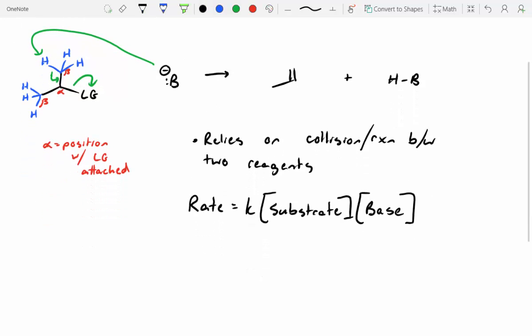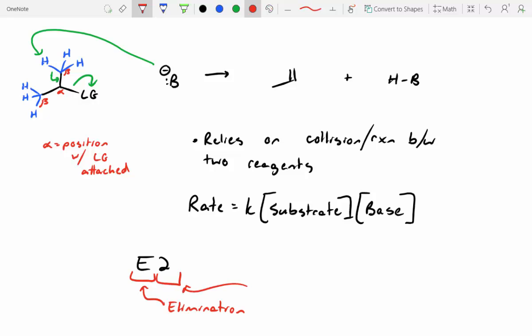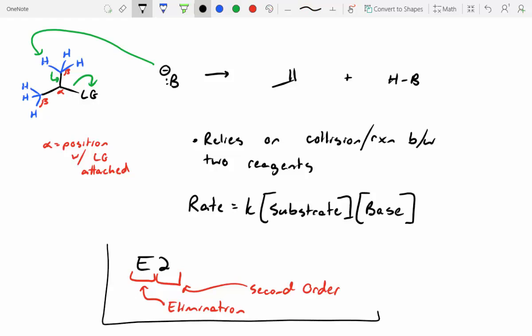So this looks pretty similar to a reaction that we saw previously where we had the nucleophile slamming into our electrophile, kicking off a leaving group all in one concerted step, right? So in this case, this is called an E2 reaction rather than an SN2 reaction. And the E stands for elimination instead of substitution. And the 2 stands for second order.